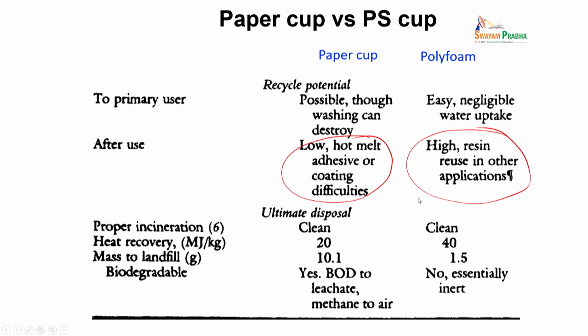And then they are talking about ultimate disposal: how much heat you can recover, how much goes to landfill, and how much is biodegradable. Paper of course biodegrades if you throw it away, but this is not the adhesive layer, just the paper fiber. Whereas polystyrene, if you litter it or landfill it, is going to remain inert. Then we have other issues of microplastic and nanoplastic formation over a long period of time, and how it can leach through water into various bodies. Those are some of the other considerations.